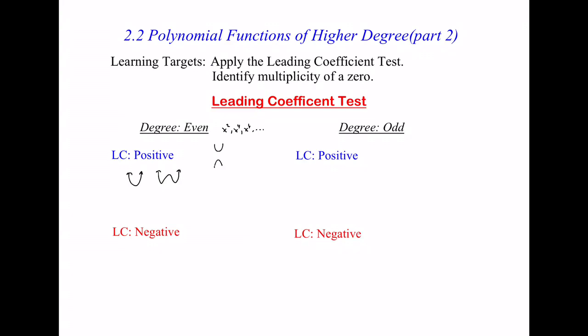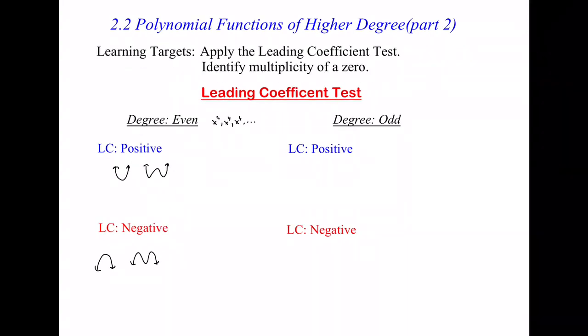Even if the degree is higher and you have more curves, it's still going to open up. If the leading coefficient is negative, then as a quadratic, or an x squared, you know it opens down, and that's true once again for all your polynomials of even degree: they're going to open down.